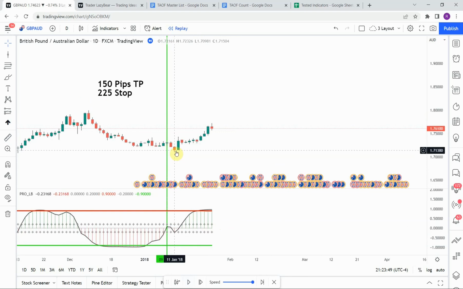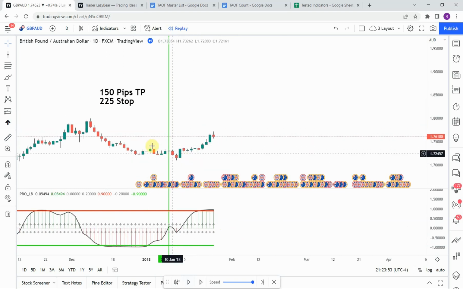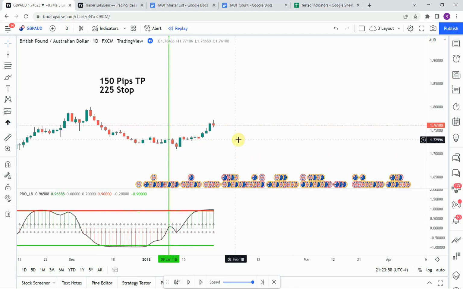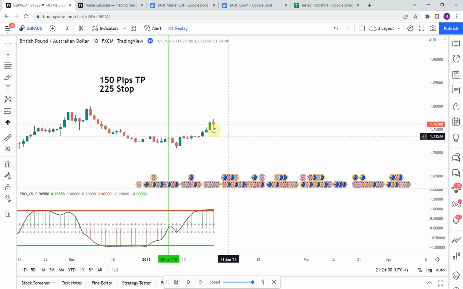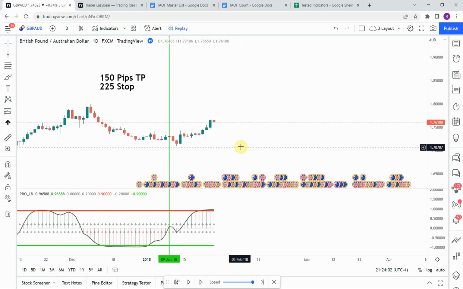Get a little bit of a push to the downside right here. It isn't enough to stop us out though before we get a roll in price action and a push to the upside, which does come up and hit our take profit. Let's go ahead and continue on.